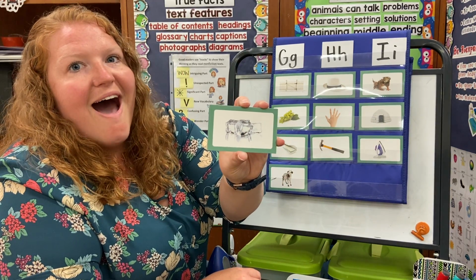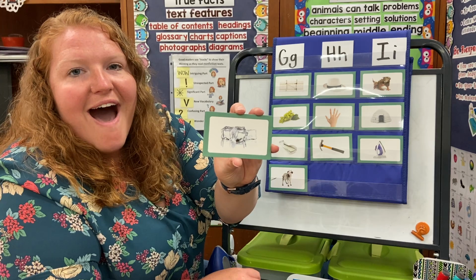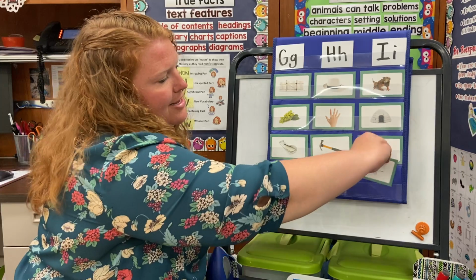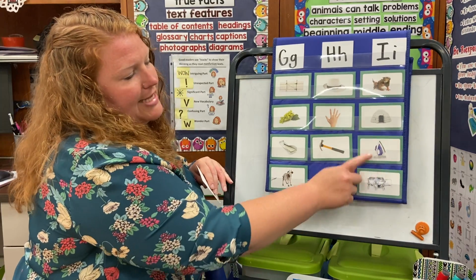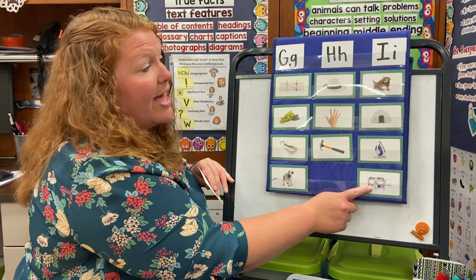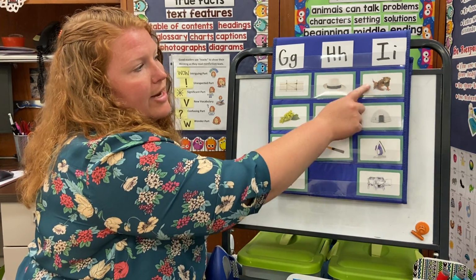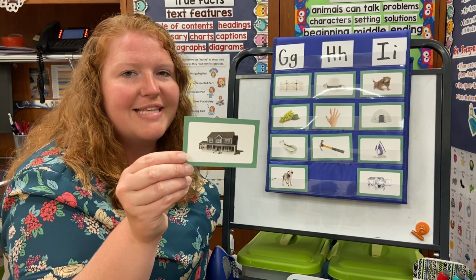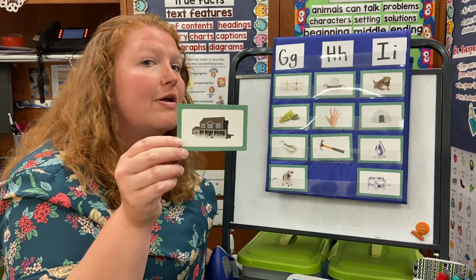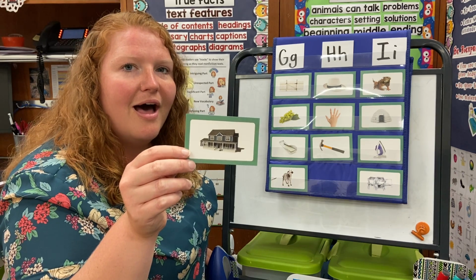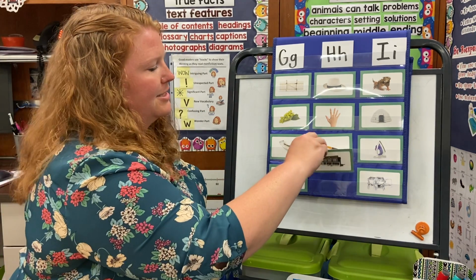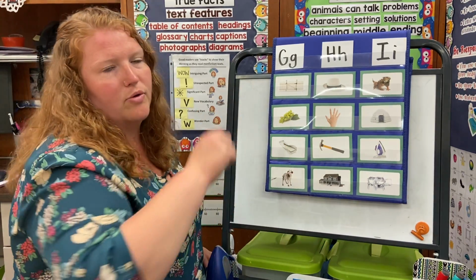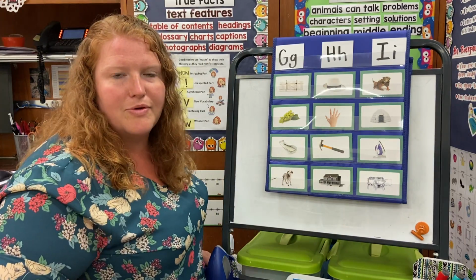Ooh, and ice. What sound do you hear? Ice. I hear an I again. So we have two pictures that say I, like iron and ice, and we have two that say I, like iguana and igloo. Okay, last one is a house. Say house. What do you hear at the beginning of the word house? It's gotta go here with H. So let's see. Hat, hand, hammer, house. They all have the sound.